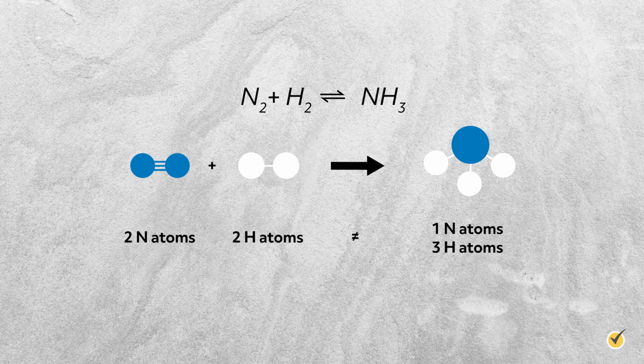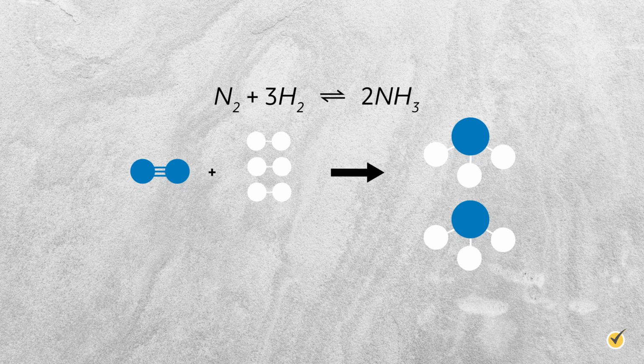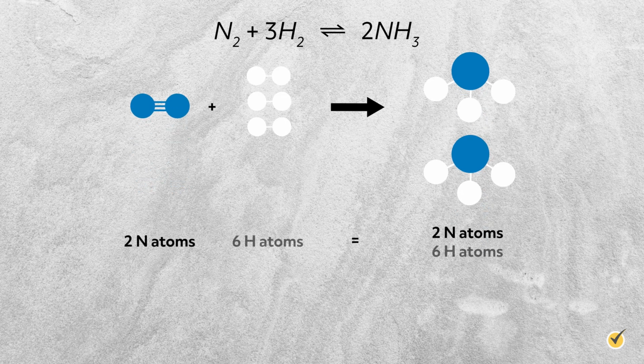Remember, we can't change the molecules, split bonds, or change the chemistry in any way. We're stuck working with the molecules we're given. So to balance a reaction, we can only increase the number of each molecule by adjusting the stoichiometric coefficients. To balance this reaction, we need 1 molecule of nitrogen gas, 3 molecules of hydrogen gas, and 2 molecules of ammonia. Now we have 2 nitrogen atoms and 6 hydrogen atoms on both sides of the equation.